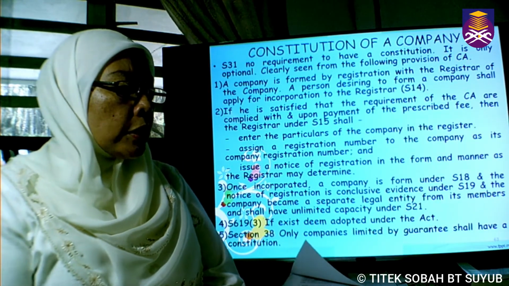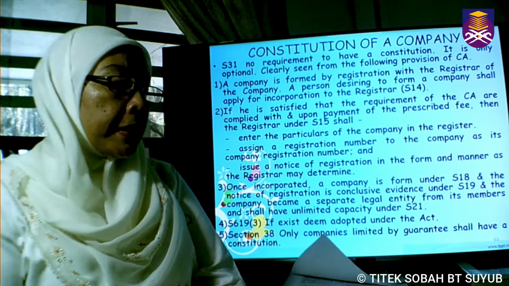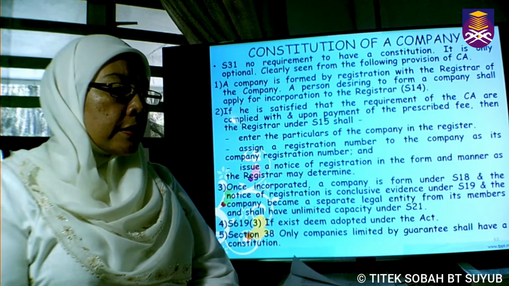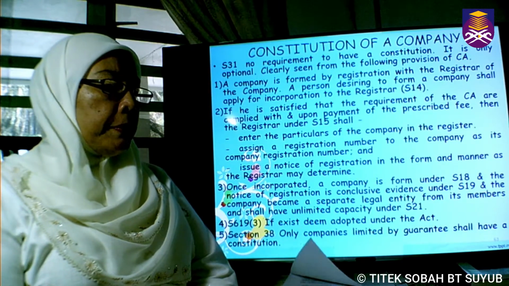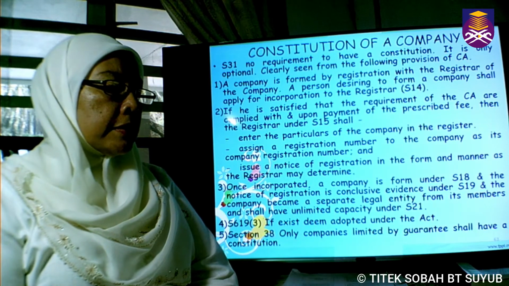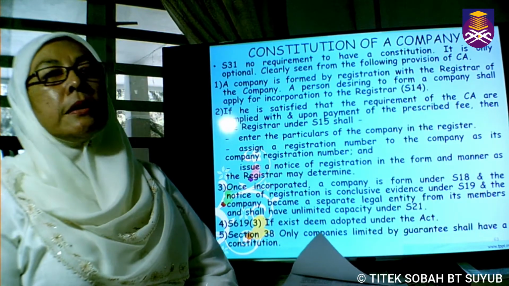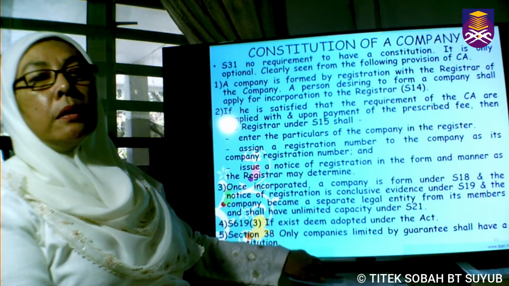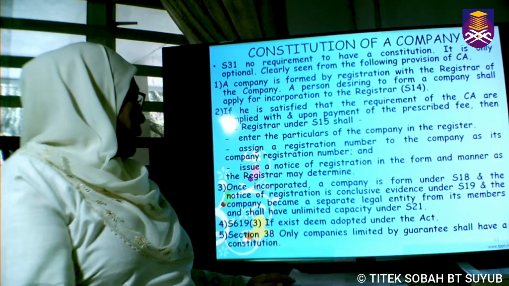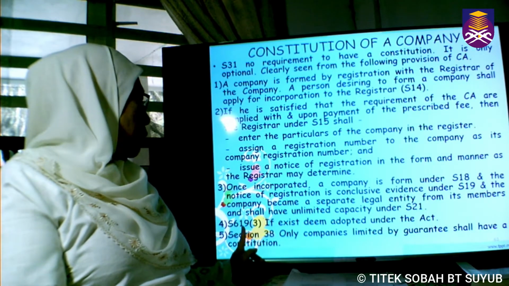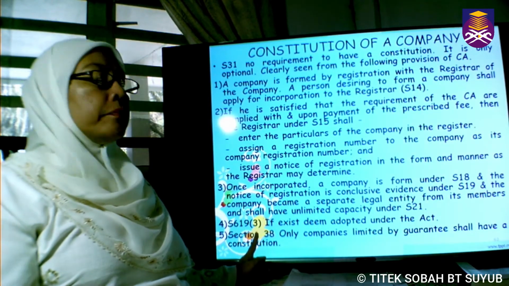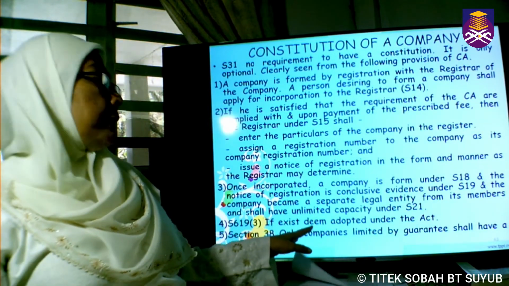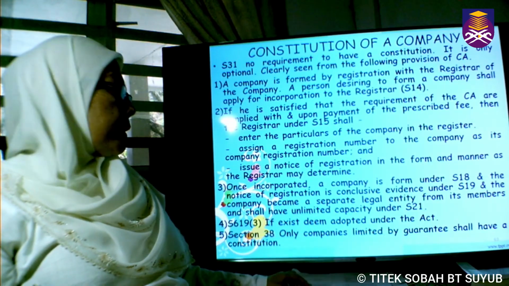And number 3, once incorporated, a company is said to be formed under section 18, and the notice of registration is conclusive evidence under section 19. The company becomes a separate legal entity from its members and shall have unlimited capacity under section 21. So nowhere does it say that a constitution is compulsory here. It's just that under section 619 subsection 3, it says that if there exists a constitution, then it is deemed adopted under this Companies Act.